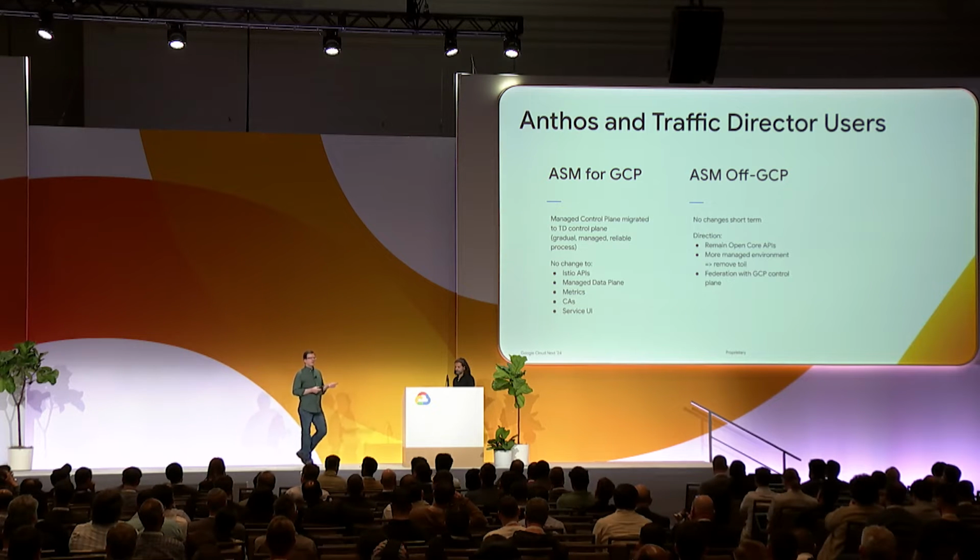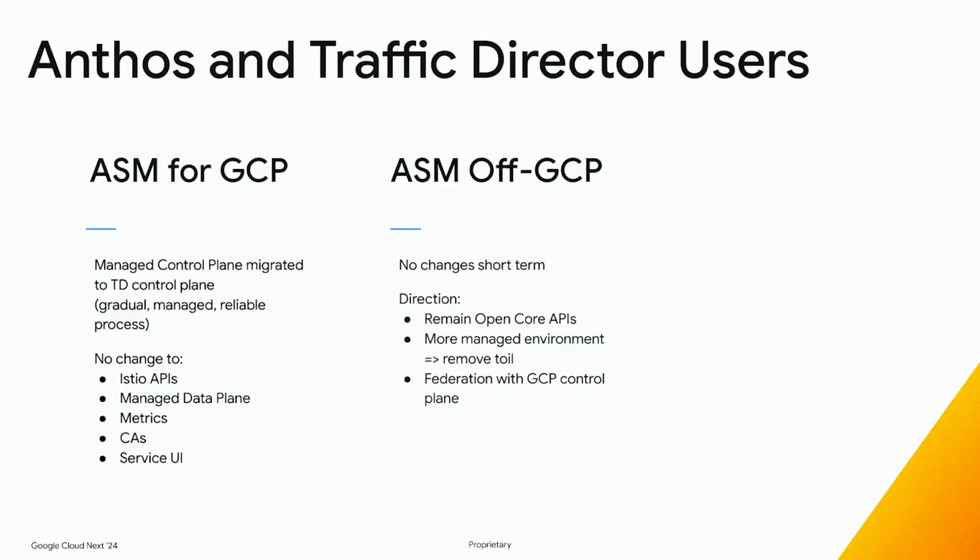What about ASM off GCP? So if you're running this on another cloud or on-prem, there are really no changes in the short term. You're going to continue to use the Istio APIs. You'll continue to have Istiod in cluster. But what we will be doing in the future is moving to a more managed environment. That current off-GCP environment has to be updated by you. We will provide an API to do the updating. So we're going to simplify that and remove the toil for you for managing those clusters.